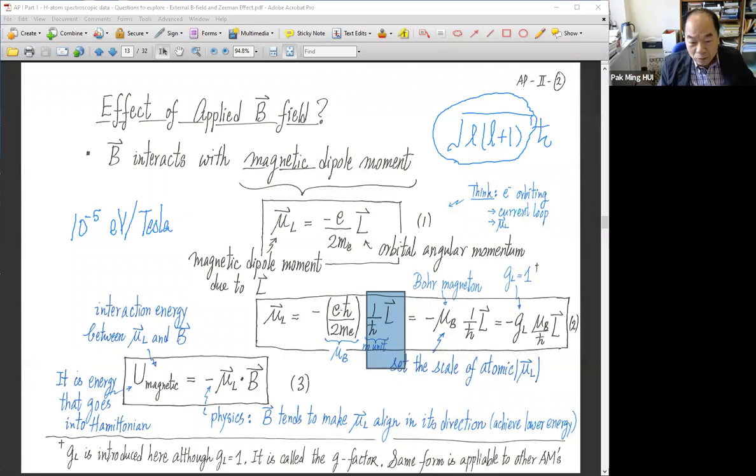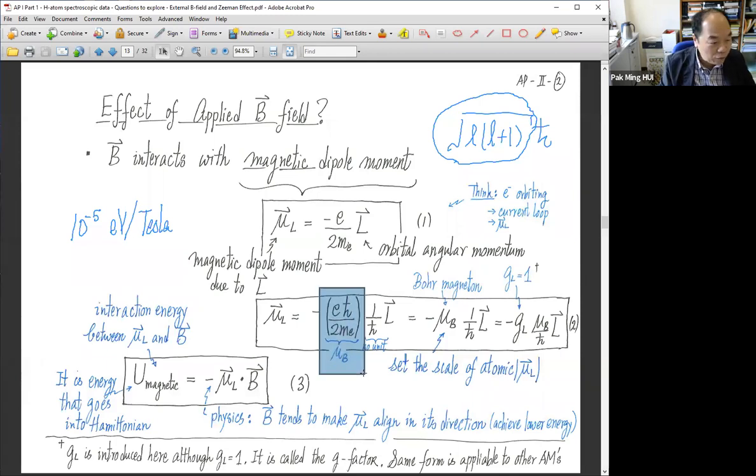Therefore, what I'm saying is that remembering this Bohr magneton is worth the effort. It is the scale of atomic magnetism, meaning how strong one atom can contribute to the magnetic dipole moment. When you have a solid, you have 10 to the 22 atoms in a centimeter cube. If one atom gives you a few Bohr magnetons, then you have a big number, that is a magnetic material. Okay, so that is the physics, the sense.